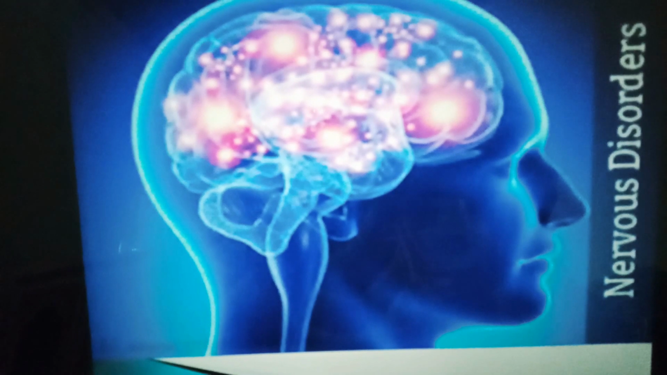So disorders of nervous system can be categorized into two main types: vascular disorders, for example paralysis, and functional disorders, for example epilepsy. Vascular disorders are due to any disturbance in the blood supply to the nervous system, and functional disorders are due to disturbance in nerve impulse generation and transmission.